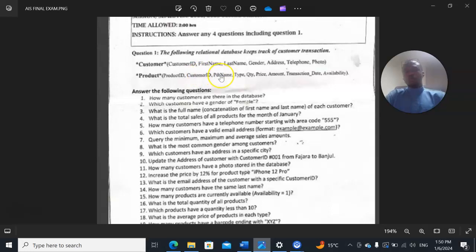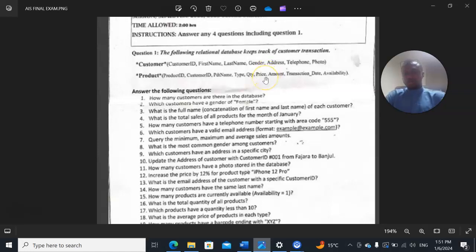Now when you look at the PDT name here, this is talking about the product name, the type of the product. For example, if we are doing mobile phone, the product name is Samsung. That is the name of the product. The type can be A20, Samsung A20. The quantity means the amount which the customer purchased. For example, the customer can buy 10 mobile phones, so the quantity can be 10.